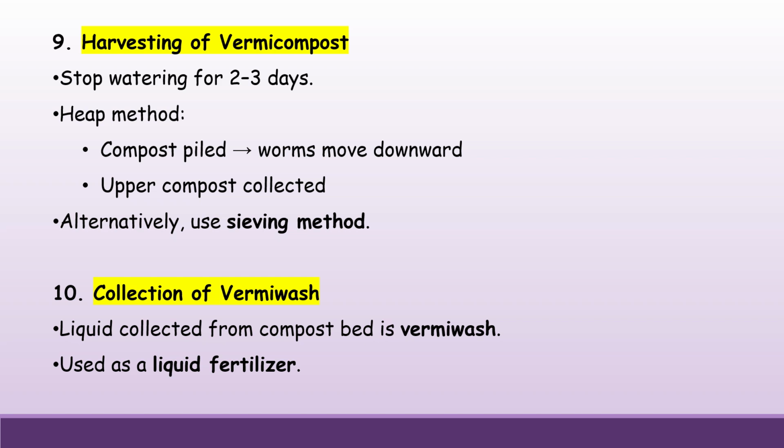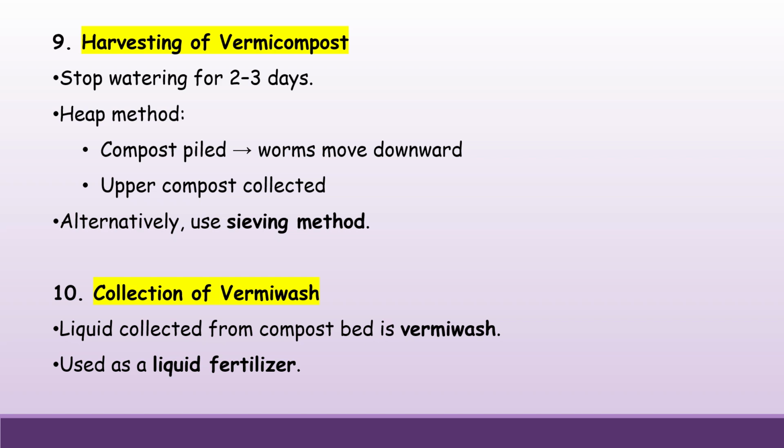So now coming to the last step, that is harvesting. Before harvesting, you're supposed to stop watering for 2 to 3 days, and there are two different methods for collecting the vermicompost. The first one is known as the heap method. As a part of this method, they make a pile of the entire compost, where the worms move towards the downside of the bed, and the upper layers are collected. That is known as the heap method.